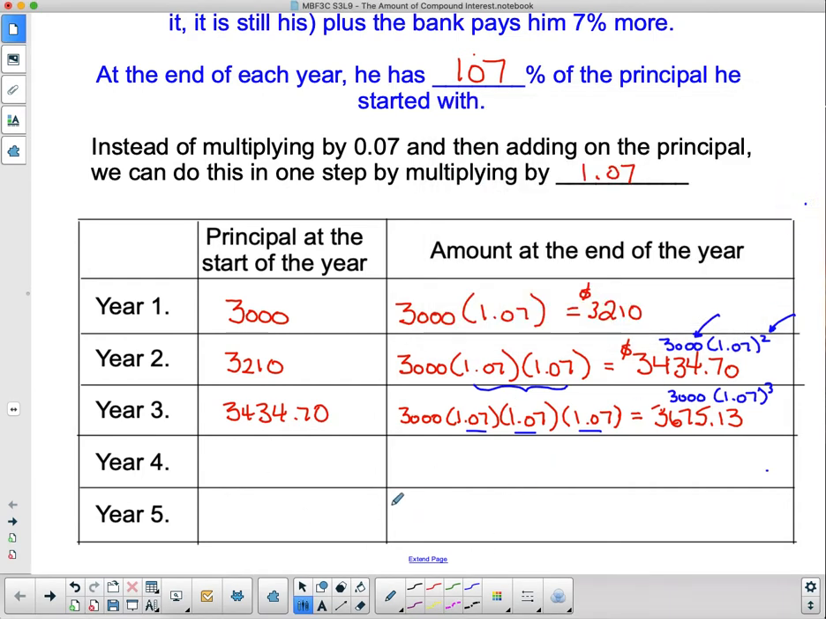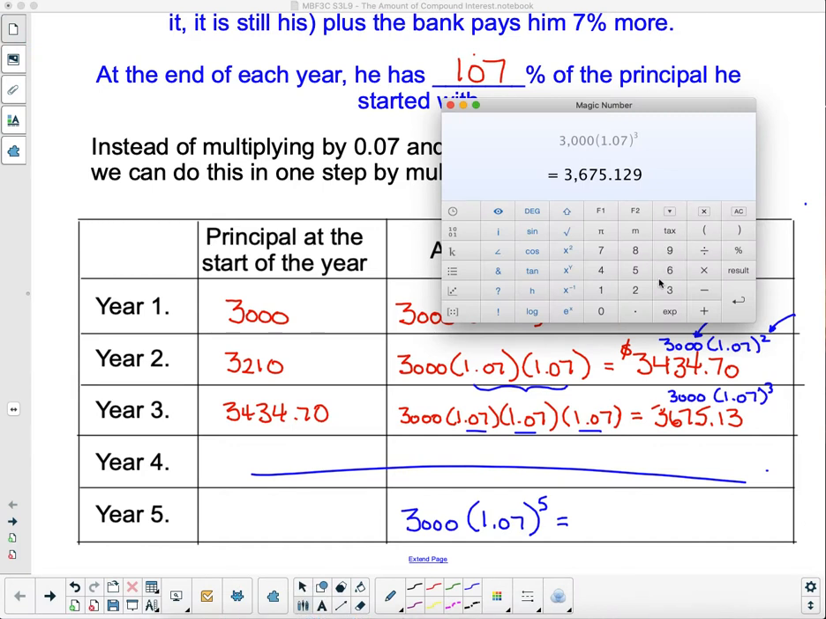Now I know what to do down here. 3,000 is what we started with, and I'm multiplying by 1.07, and since this is year 5, I've done it 5 times. So now we're just going to plug that in rather than going through all this process. I don't even have to do year 4, unless I really wanted year 4. And we go back up to here.